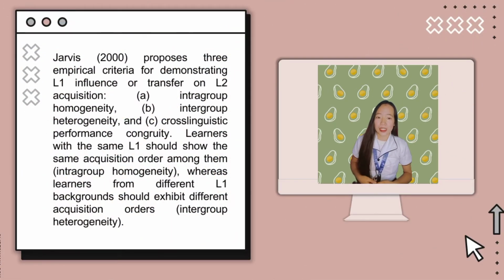Moving on with the methodological challenges of the transfer studies. Jarvis proposes 3 empirical criteria for demonstrating first language influence or transfer on second language acquisition: intragroup homogeneity, intergroup heterogeneity, and cross-linguistic performance congruity. Learners with the same first language should show the same acquisition order among them, whereas learners from different first language backgrounds should exhibit different acquisition orders.